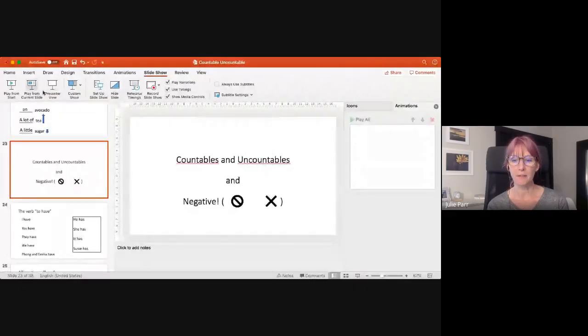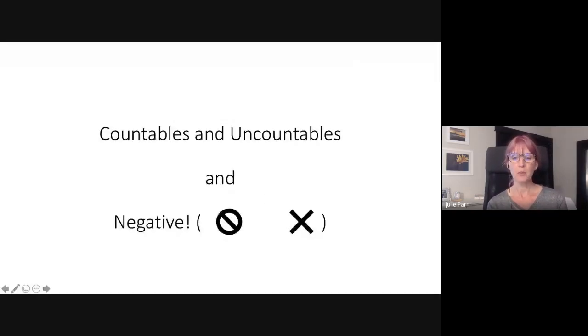This is some level 1 practice, and today we want to talk about uncountable and countable nouns. We want to pick up where we left off last time, and we want to talk about negatives, using the negative with countables and uncountables.